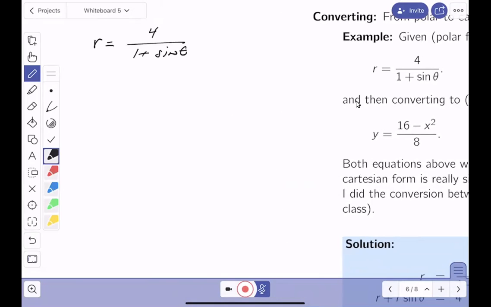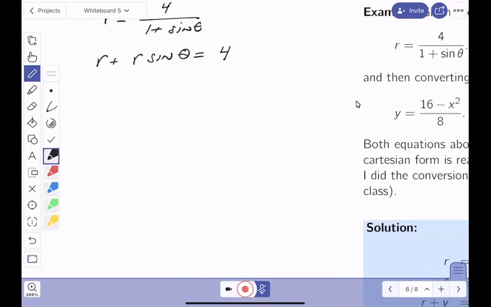Now, in Math 120, they'd say convert it to a Cartesian equation. Well, first thing I would do is multiply both sides by the LCD. And if I did that, I would get r plus r sine theta is equal to 4. All right, that was pretty simple to do.